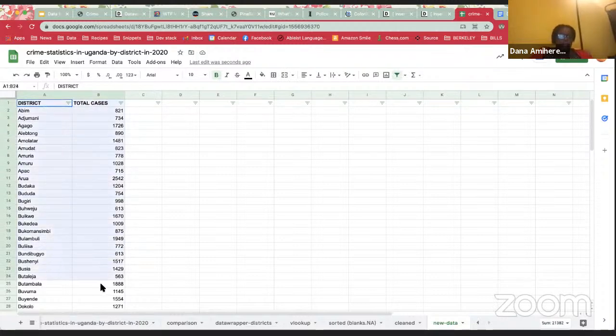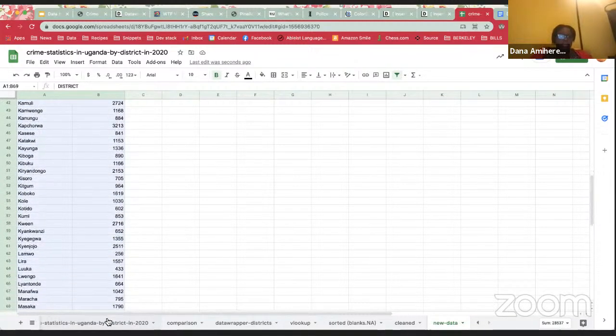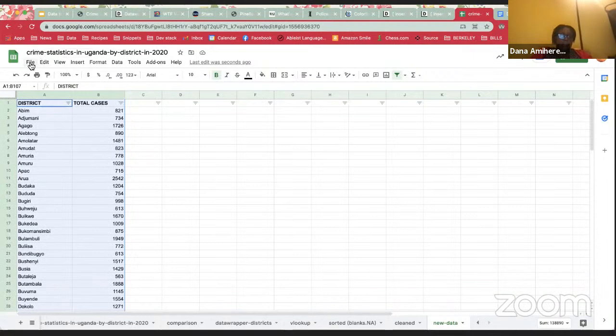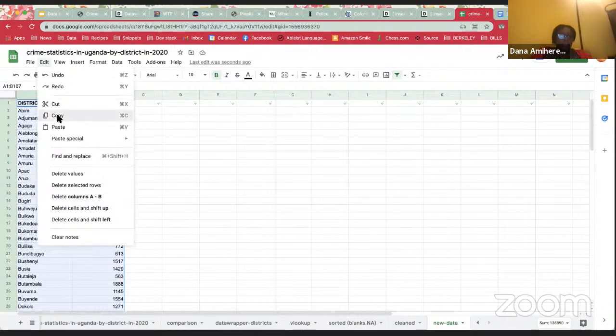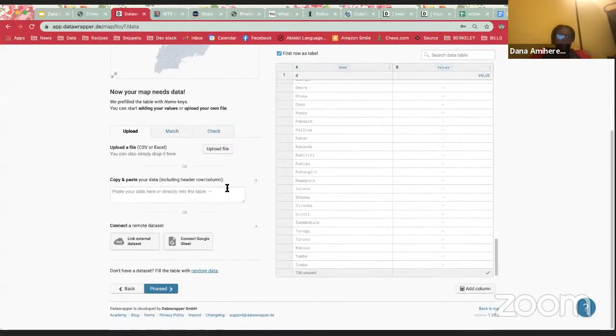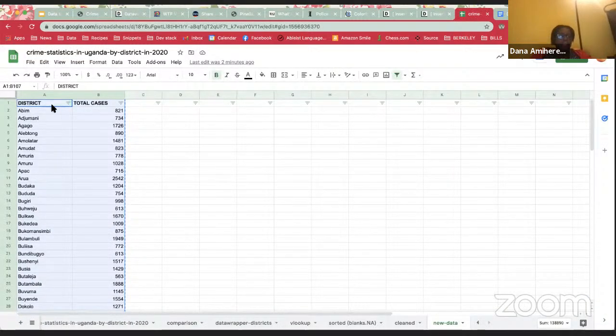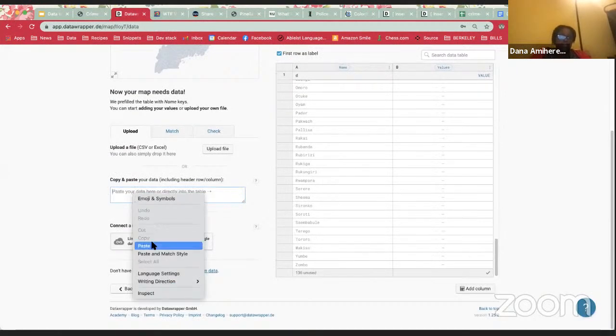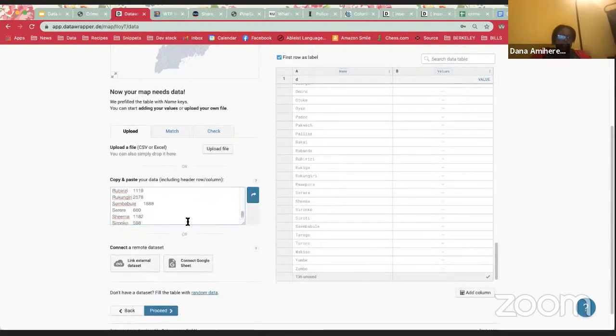While that's happening, I'm going to go ahead and select all of this. I'm just going to highlight it all the way down. Okay. And I'm going to go up to edit, and I'm going to do copy. You can also use the shortcut keys on your keyboard. If you're on a Mac, it's Command C. And then I'm going to go back over to Data Wrapper. Where it says copy and paste your data, and it's very important where it says including your header row and your column, we've got that district and total cases in there. And it doesn't matter that this filter is on. I'm just going to go ahead and paste that. So I'm going to right click and then paste. And I've got all my data in there.